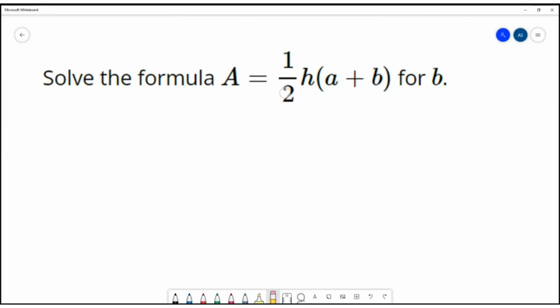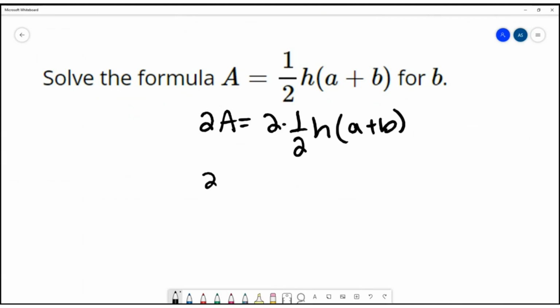So to get rid of this fraction of 1/2, I'm going to multiply by the reciprocal of 1/2. That's 2 over 1, or just a 2. I'm going to multiply by 2 on the left-hand side, multiply by 2 on the right-hand side. This is going to get rid of the fraction. Multiplying by 2 and dividing by 2 are opposites and they cancel, and that leaves me with h times (a plus b) on the right-hand side.